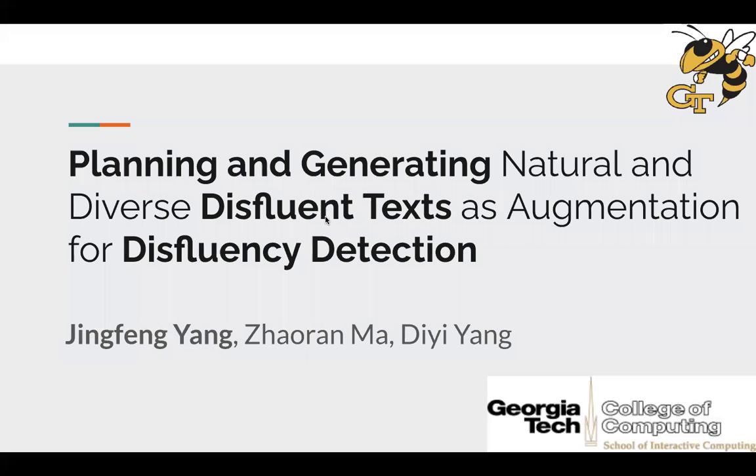Hi, I'm Jingfeng. I'm happy to talk about our work in EMNLP 2020, Planning and Generating Natural and Diverse Disfluent Text as Augmentation for Disfluency Detection. This work was done in Seattle lab at Georgia Tech.